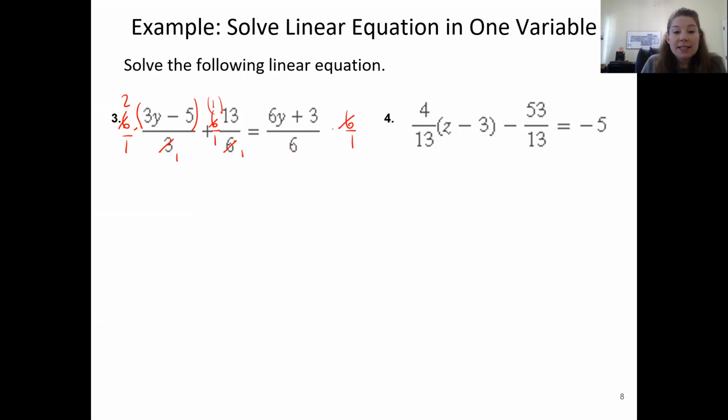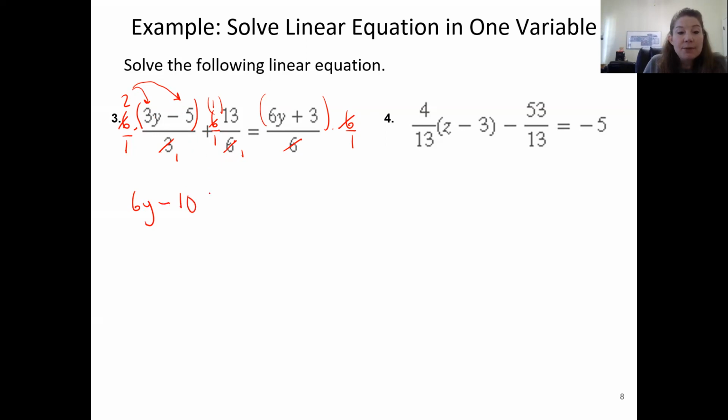And then once again, our 6s cancel, and then we're left with this by times 1. So now we're going to distribute. What is 2 times 3y? 2 times 3y is 6y. 2 times minus 5 is minus 10.